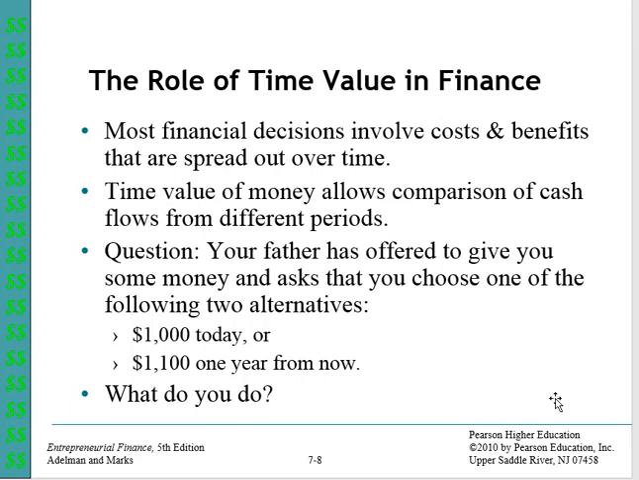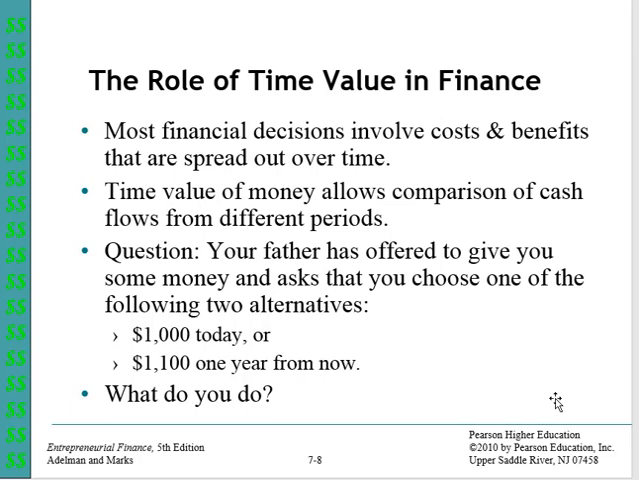So we have a question here. Which would you rather have? $1,000 today or $1,100 1 year from now? What's your answer? Which would you rather have? Well, we can't really answer the question because you need to know what interest rate you can earn on your money. If you could take the $1,000 and invest it at 20%, you would end up with $1,200. Obviously, that's more than $1,100. So if you could get 20%, you would take the $1,000 today.